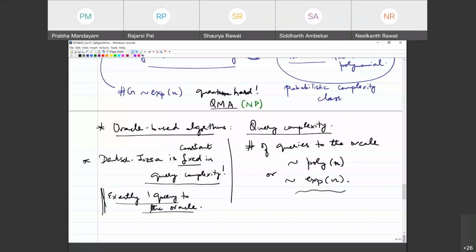So when you compare Oracle-based algorithms, you have to look at the query complexity, which is how many queries you need to make to the Oracle. Even in the case of search, that is what we will do. We will say how many times you need to run the Oracle, or again, how many times you need to query the Oracle in order to hit a state which is the output of your search. And again, you will find that that scales quadratically, that is quadratically faster than the corresponding classical search algorithm.